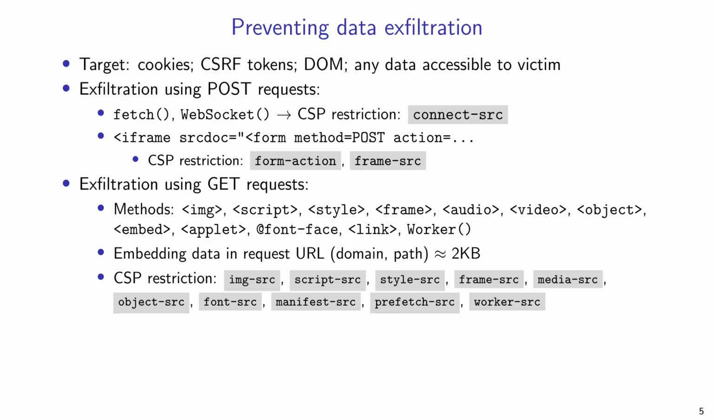But of course, the attacker can create several such requests to exfiltrate more than 2 kilobytes of data. Here we can use these content security policy directives to restrict the origins to which these objects are allowed to make requests. Note that there is the default source directive, which is used as a fallback for absent source directives. This means that we can use it to specify a common policy for all these source directives, except for the form action directive, which must be defined explicitly.